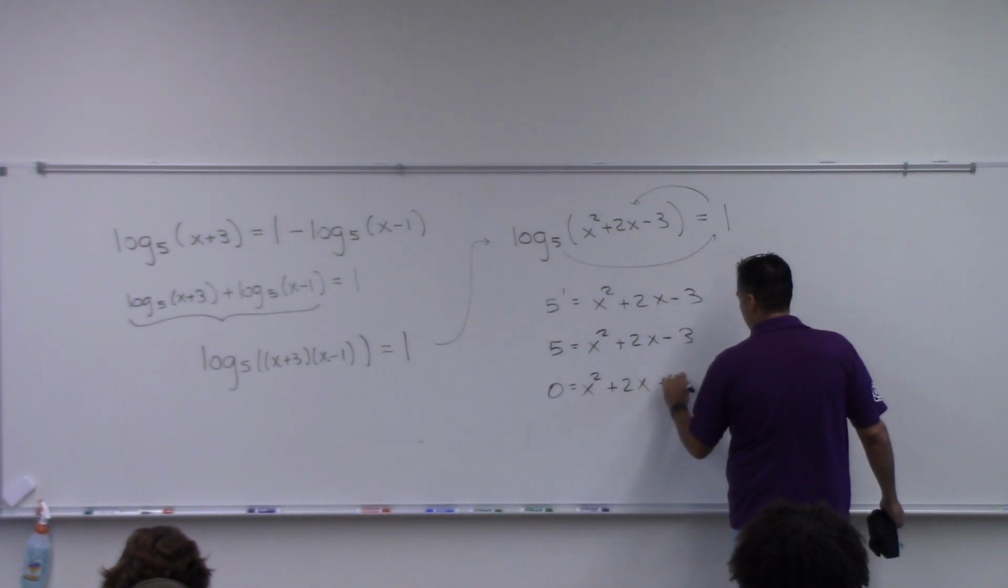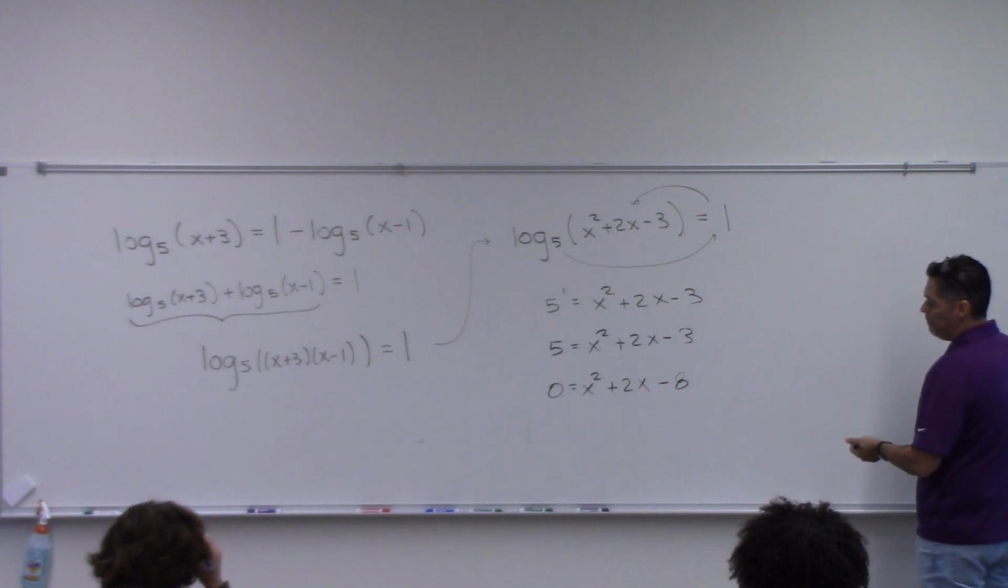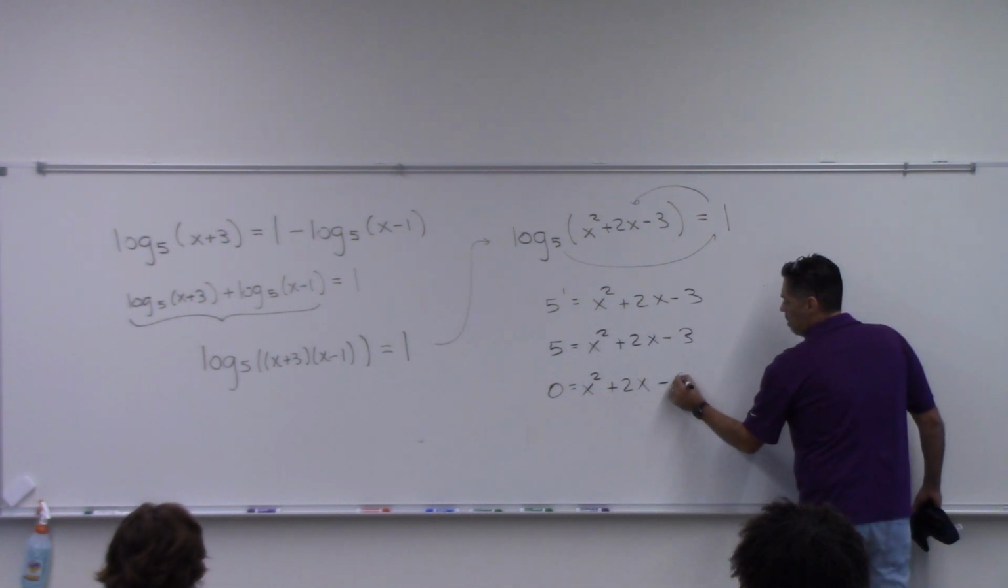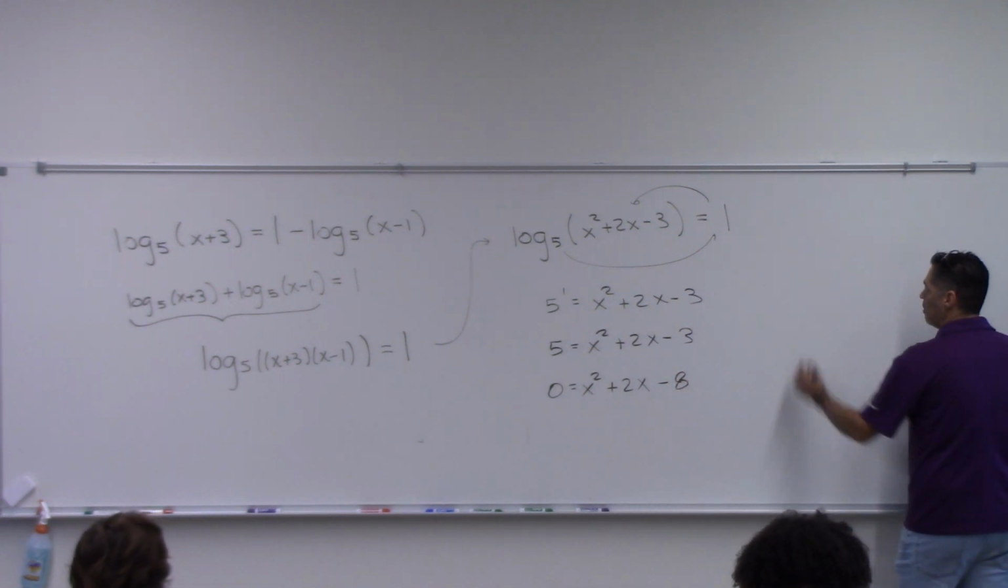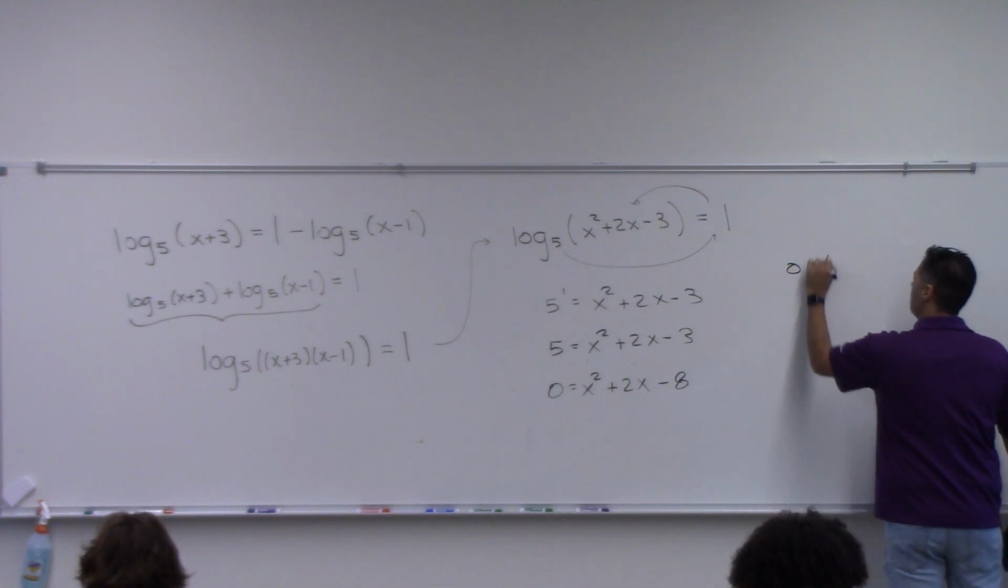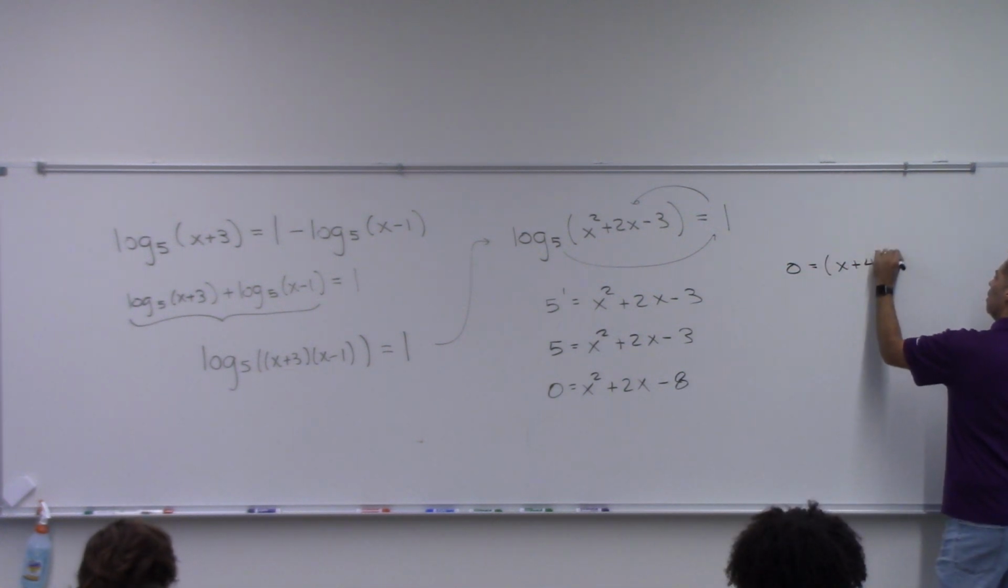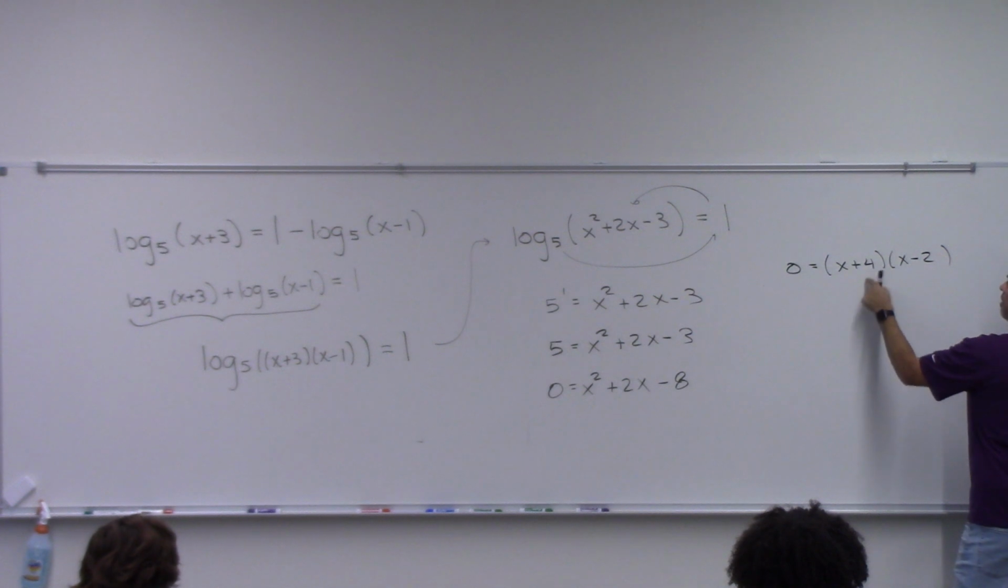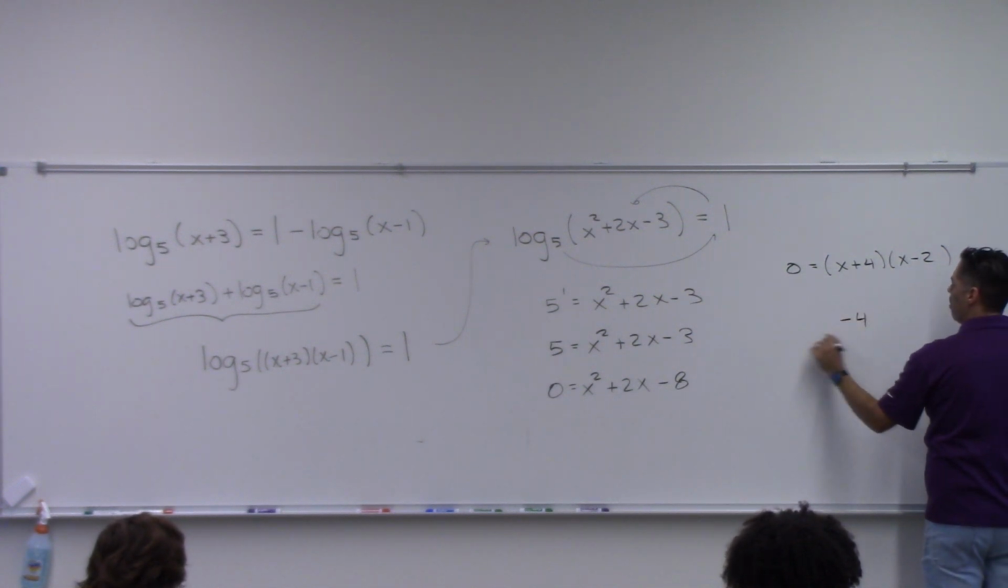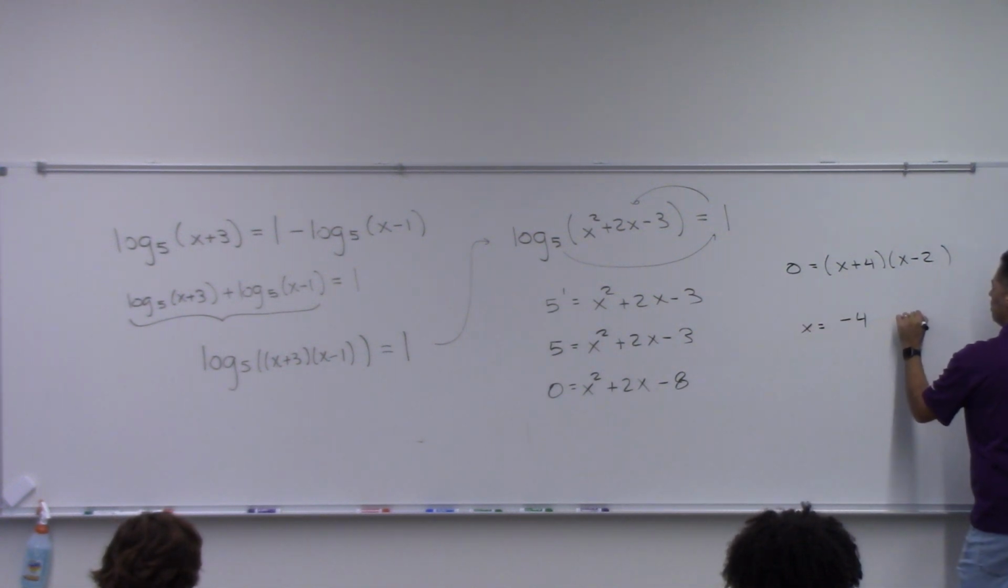If it didn't factor, we would just use the quadratic formula, all right? So it does factor, I hope. Plus 4, x minus 2. Set each of those equal to 0: negative 4 and 2.